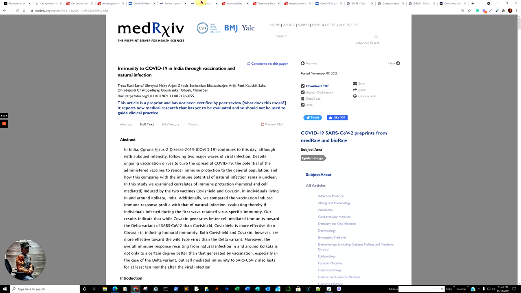All right, after that, immunity to COVID-19 in India through vaccination and natural infection. I'm posting it here and we are partaking in a little bit of selection bias. For those not familiar, selection bias is where you're cherry picking your articles in order to validate an argument. But again, however, this is now a drumbeat that is picking up in rhythm. So it turns out that this was probably the right route to take. Immunity to COVID-19 in India through vaccination, natural infection. We'll get to which one is better in a little bit.